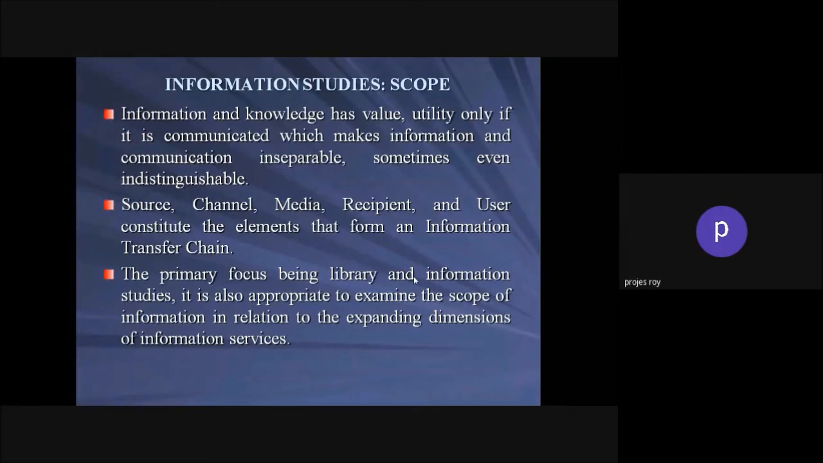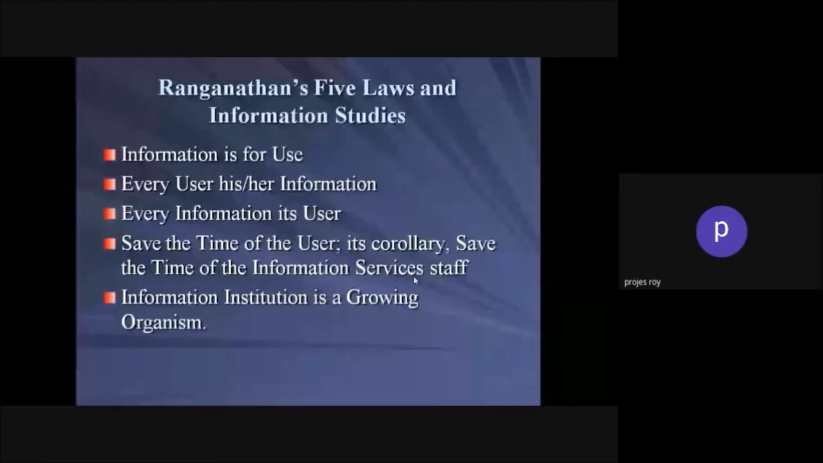Now, Ranganathan's five laws of information studies, I have shown you. Information is for use. Every user has their information. Every information its reader. Save the time of the user. It correlates: save the time of the information service staff also. Information institute is a growing organism. Observation of B.C. Vickery of information science. He is also a scientist.